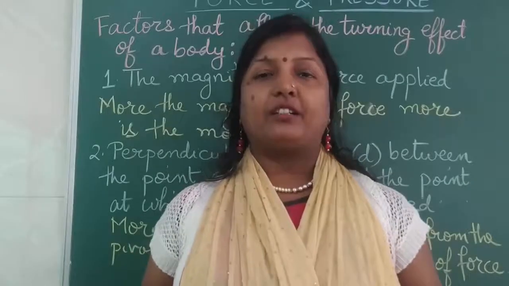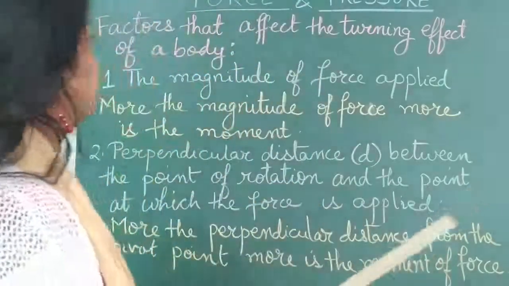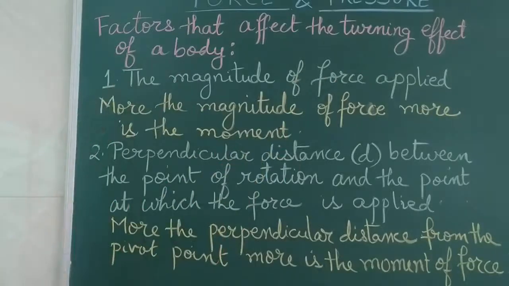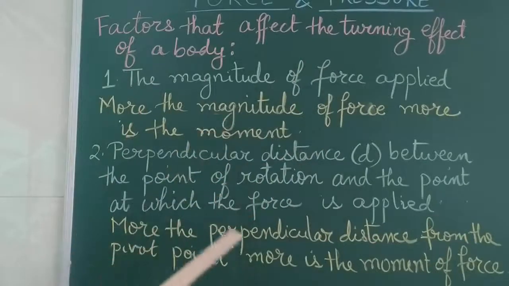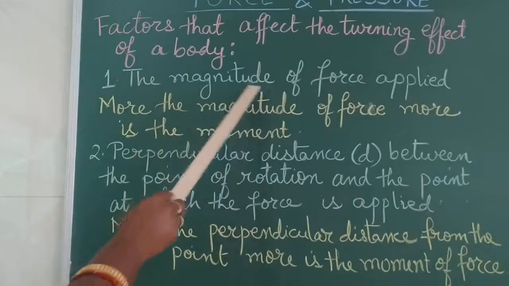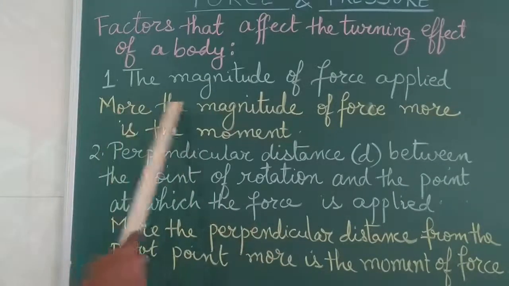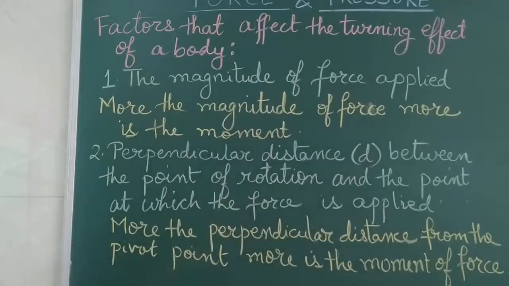There are certain factors on which the turning effect of force depends. So let us see those factors. Factors that affect the turning effect of a body are: number one, the magnitude of force applied. How much force is applied will tell. Now what is this magnitude? Magnitude means the value of force applied, that is the numerical value. The more the magnitude of force, the more is the moment. So if the force applied is more, the moment of force brought about, or the turning effect, is more.